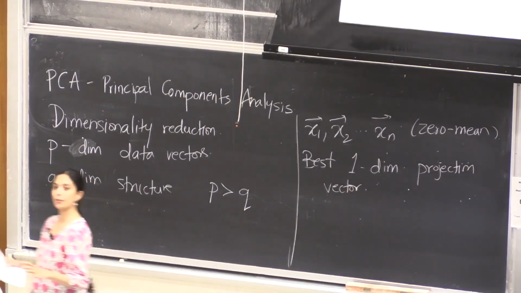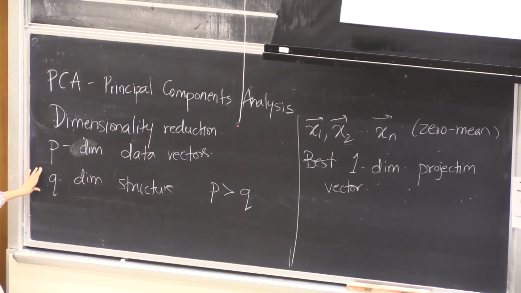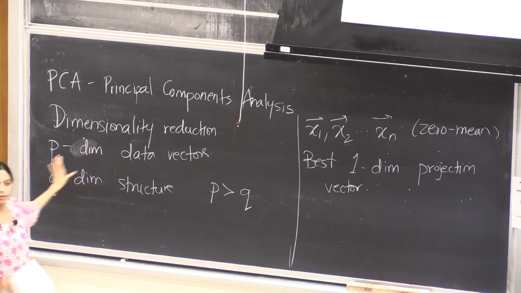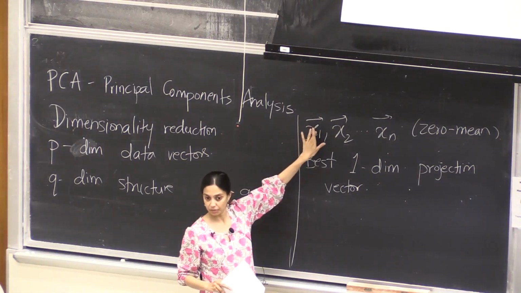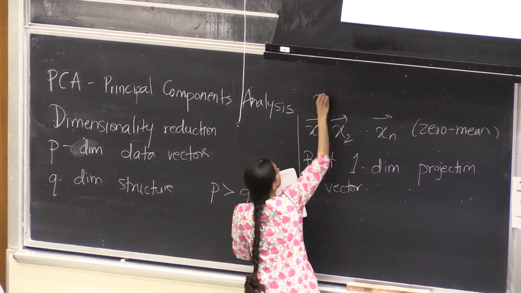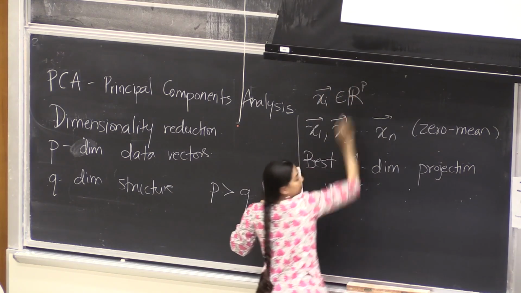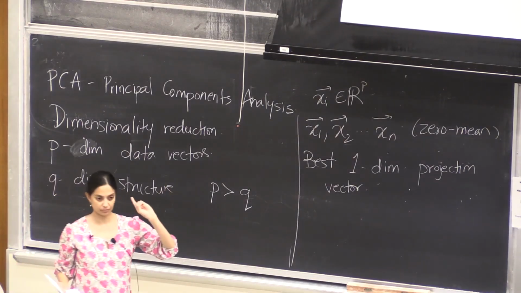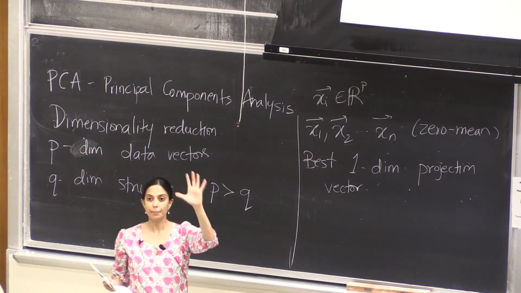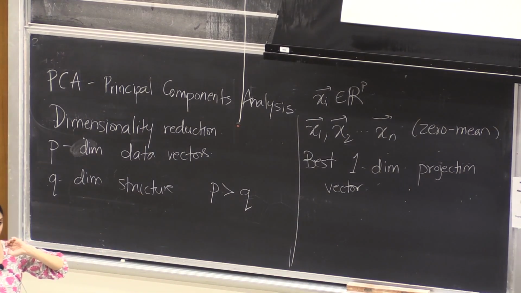So in general, I want to think about this problem where I have p-dimensional data and q-dimensional structure. I want to find the underlying q-dimensional structure. But to start out with, I want to think about the setup where I have p-dimensional data. Okay? So each xi belongs to, let's say, Rp. But I'm going to set q to be 1. I want to find the best one dimension through which to look at my data, okay?